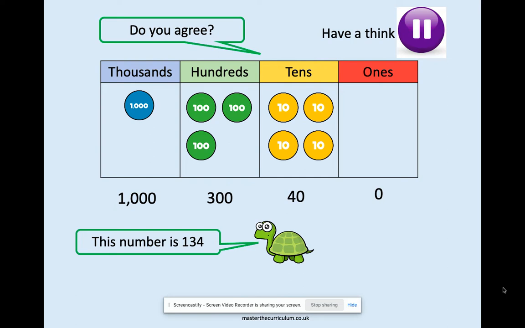I can hear lots of you saying that his number is 10 times smaller. He did not include the 0 because there are no ones. He did not calculate the 0 into his number. So if you have the number 1,340, well done.